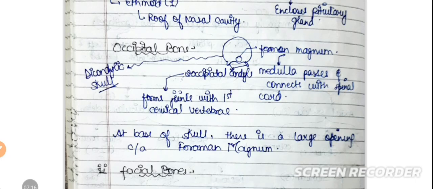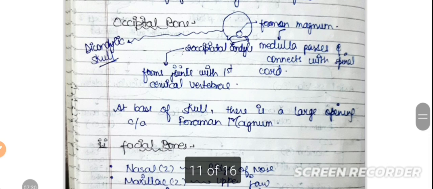At the base of the skull, there is a large opening which is called foramen magnum, and from this foramen magnum, the medulla oblongata passes and connects with the spinal cord. So this was all about the occipital condyle.